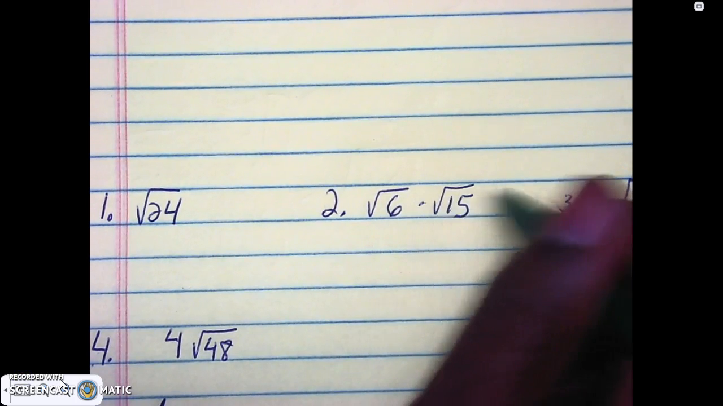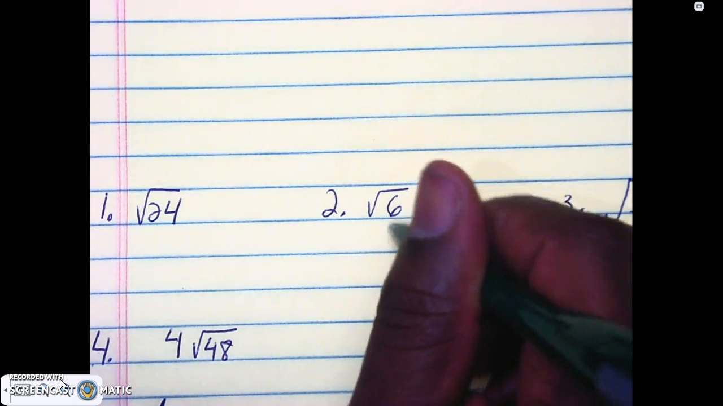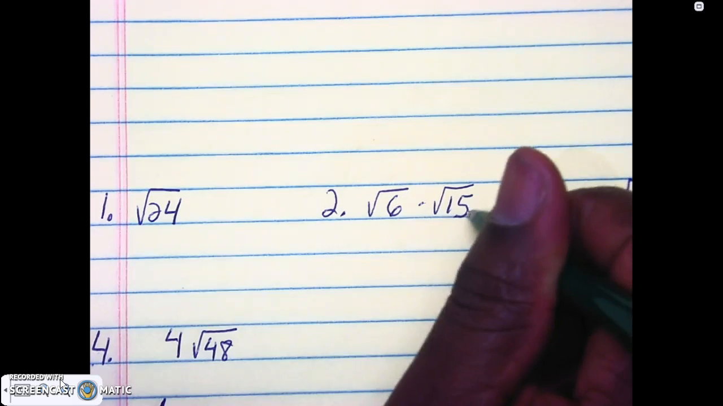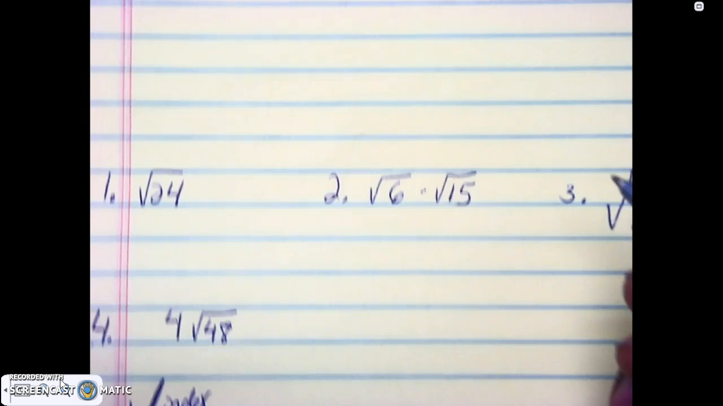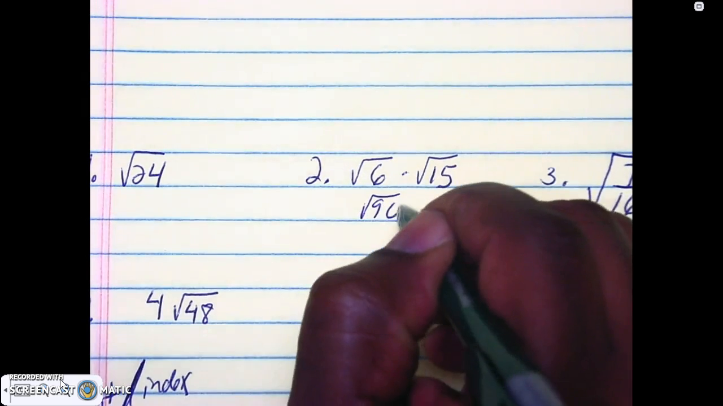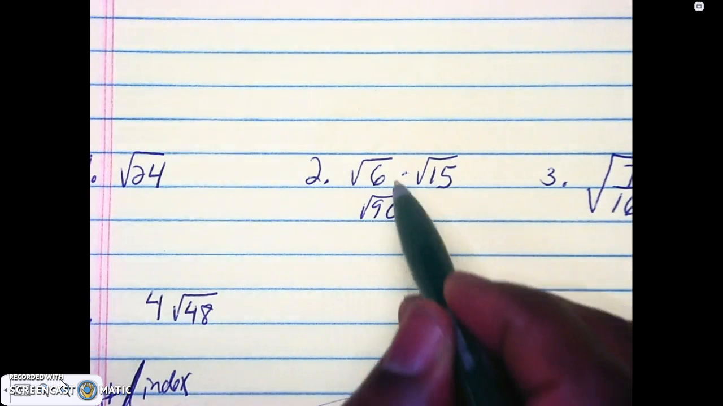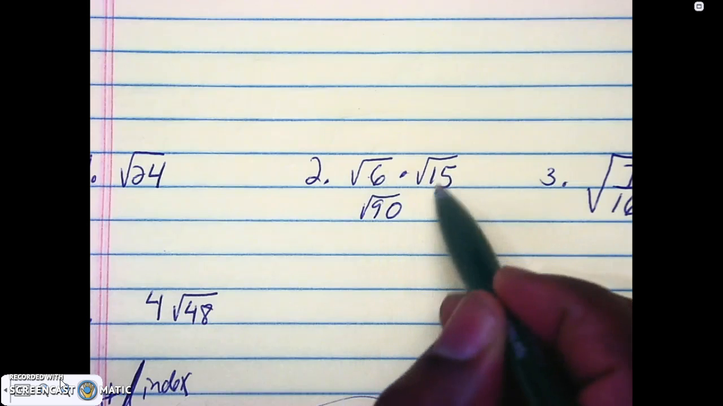Now, number 2, there's nothing really you can simplify here. The square root of 6 doesn't reduce. The square root of 15 doesn't reduce or simplify. When I say reduce, I mean simplify. But when I do this, then something comes of that. Now, when you say, where did that come from? Remember, there's a property that said you can multiply those two and make 1.